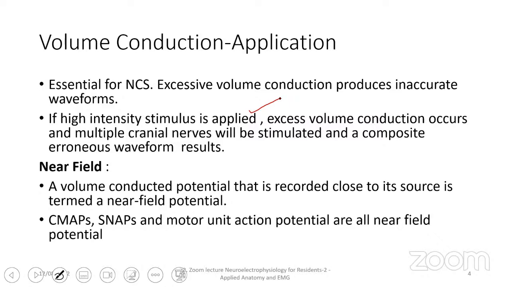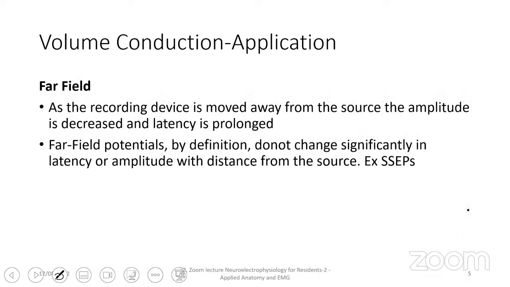A near field potential is a volume conducted potential that is recorded close to its source. The compound muscle action potentials, which we dealt with in the last class, sensory nerve action potentials, and motor unit action potentials are all near field potentials. The MUAPs we are going to study in detail this time.